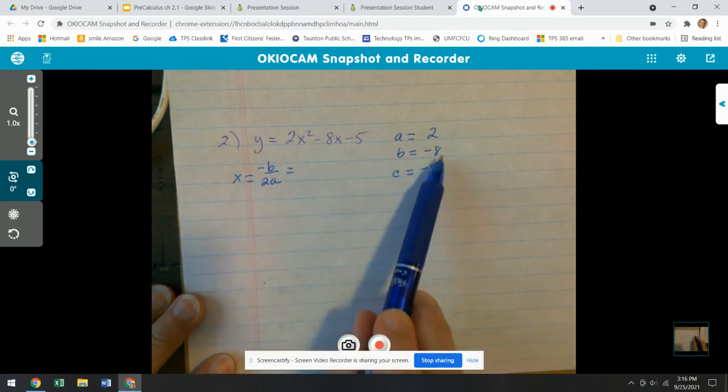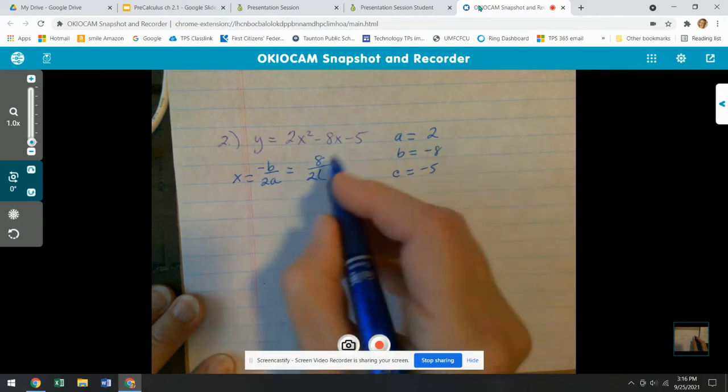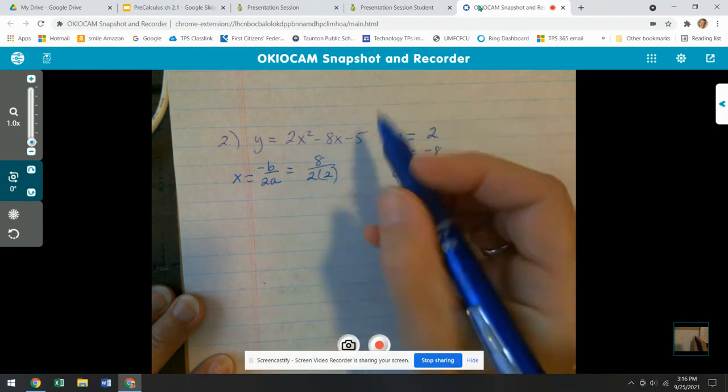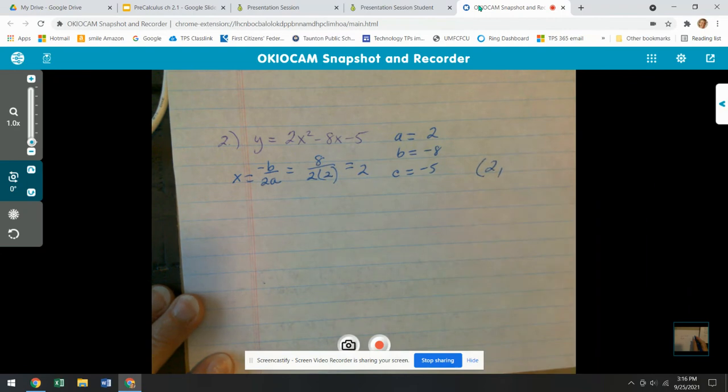Opposite of B, the opposite of -8 is +8. 2 times our A value is 4. So 8 divided by 4 will give us 2. So our vertex has an x value of 2. That's also the axis of symmetry, correct?